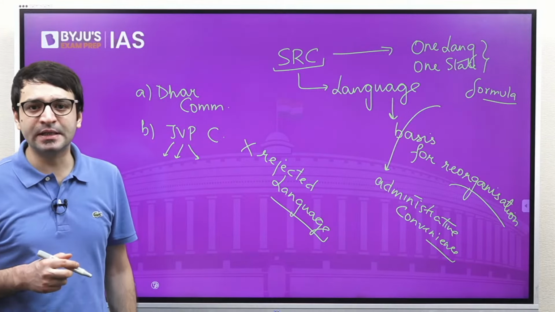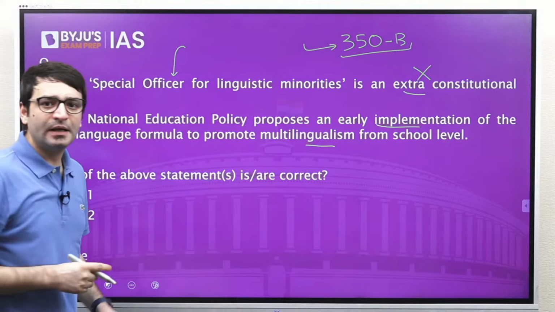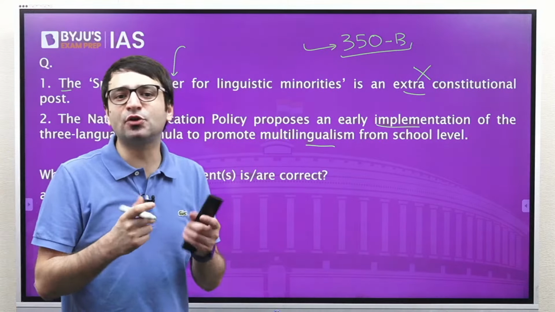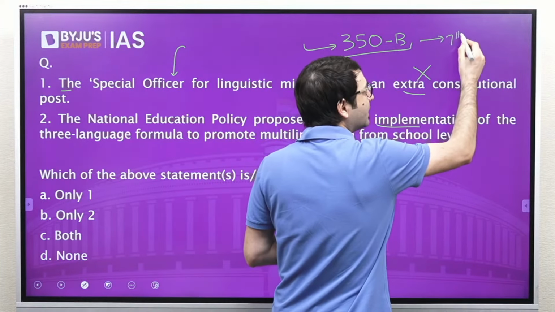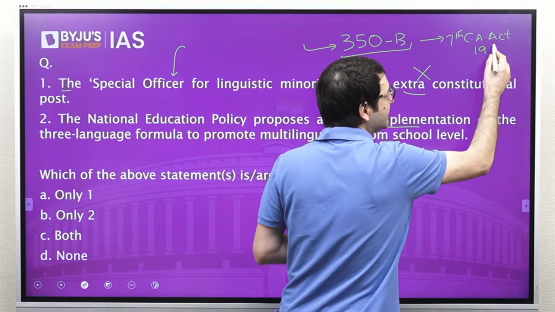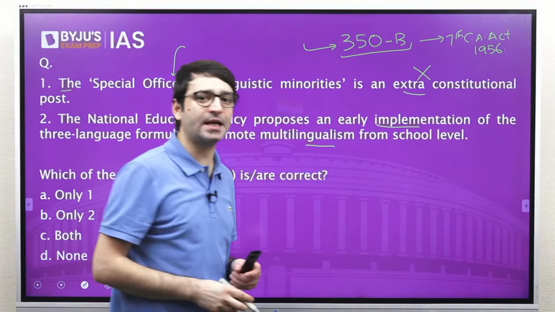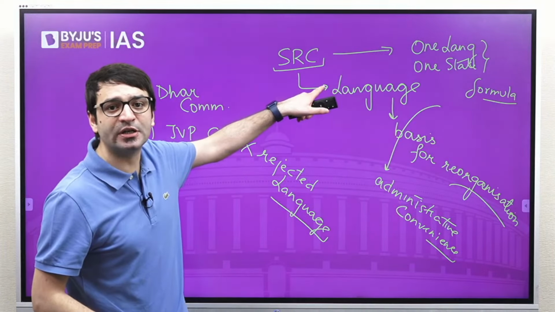And why are we discussing this? Because this Article 350B was not originally part of the Constitution. It was added to the Constitution by the 7th Constitutional Amendment Act. The year was 1956, based on the recommendation of the States Reorganization Commission.